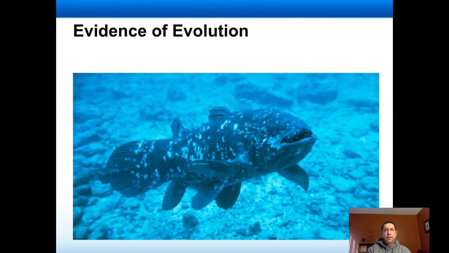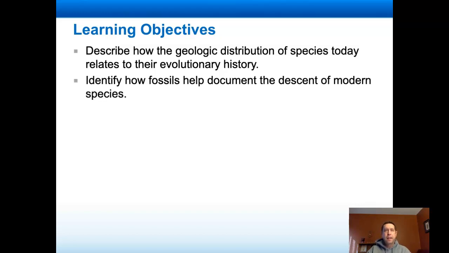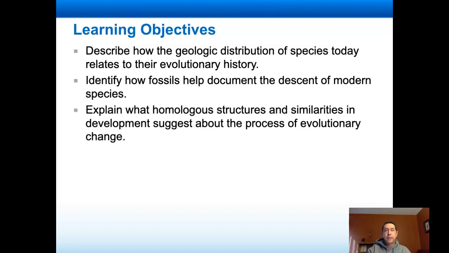Right, this video is on evidence that supports evolution. We're going to look at how geologic distribution of species today relates to their evolutionary history, how fossils help document the descent of modern species. Descent with modification is how Darwin described that.